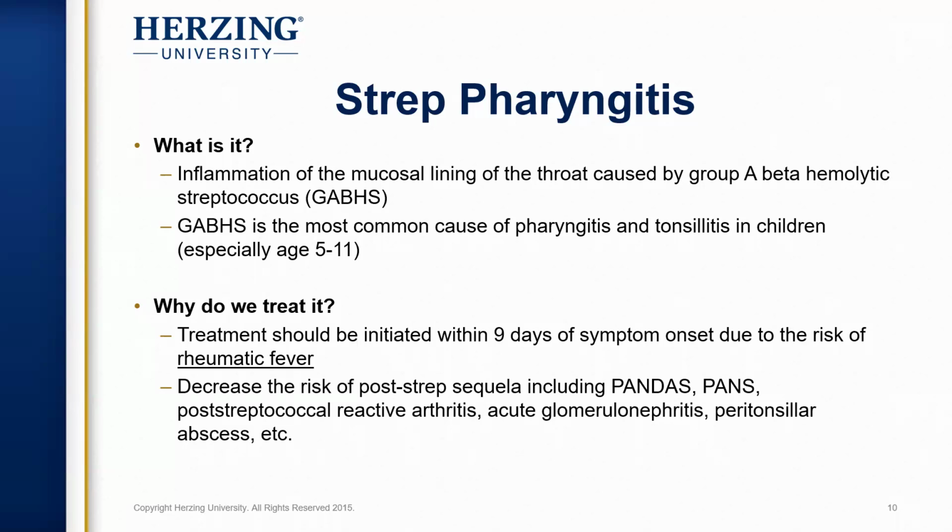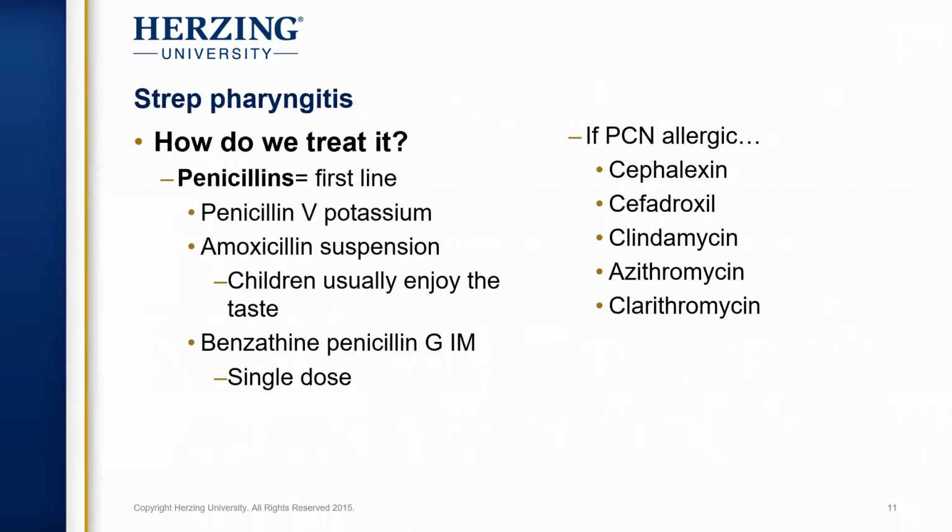These are all things that we look out for and are good reasons to treat for strep throat. So how do we treat it? Your penicillins are your bread and butter, first line. Pen-VK, amoxicillin, benzathine penicillin G are all versions of penicillin. Amoxicillin is definitely the most prescribed probably. Your children like the taste, it's easy to take.